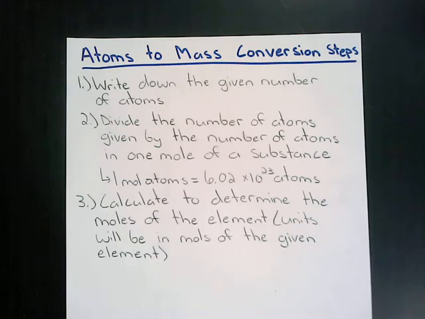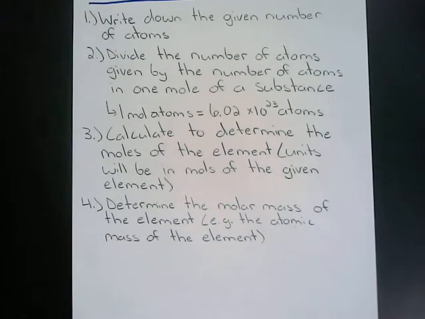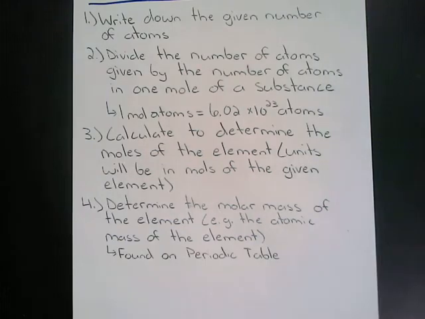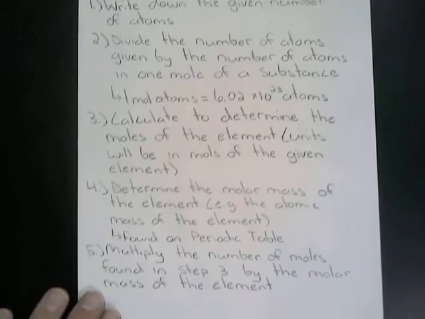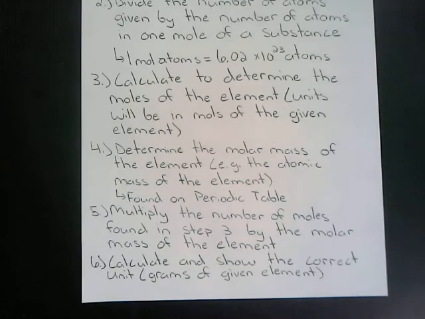Now the fourth step here is to determine the molar mass of the element. And this is simply the atomic mass of the element that is given or listed in the problem. Now, this atomic mass can be found on the periodic table. The fifth step in this whole process is to multiply the number of moles calculated by the molar mass of that particular element. And then you just calculate and show the correct units, which will be in grams of that particular element. Now it's important to remember that there is no direct conversion from atoms to mass. You have to go through all of these steps to be able to do this.